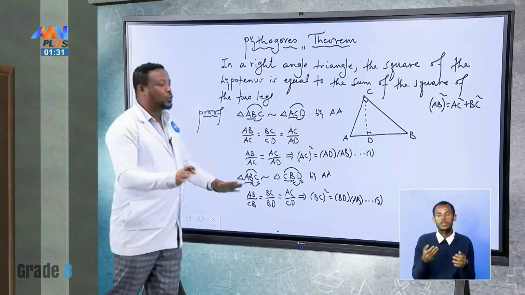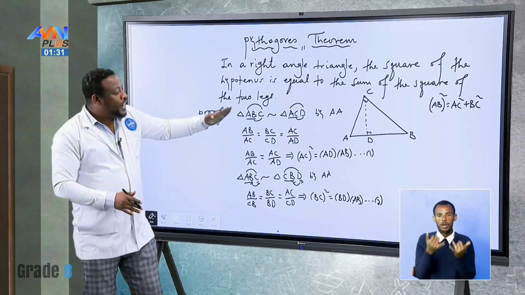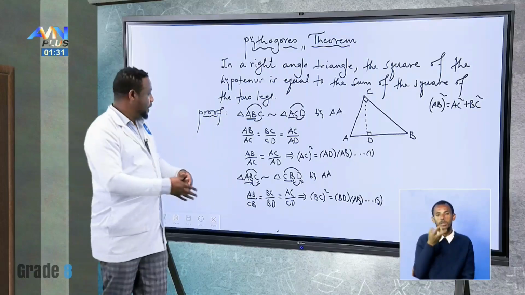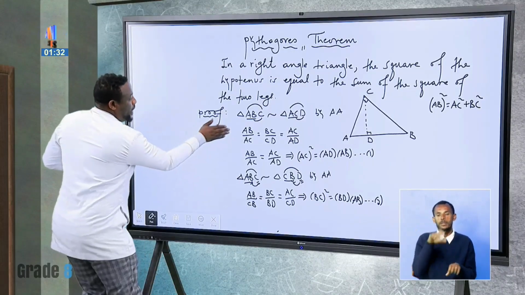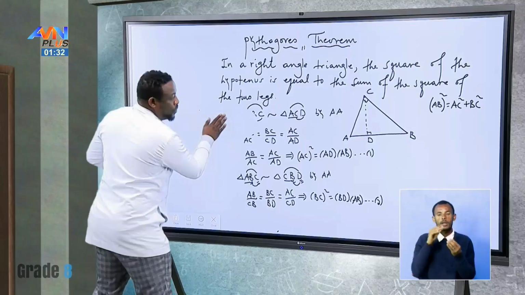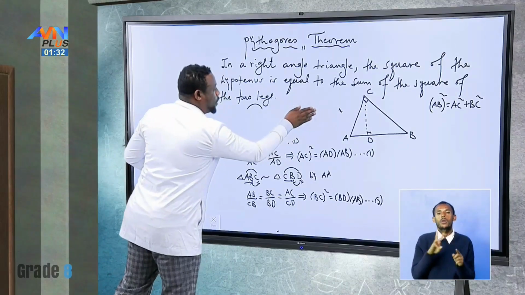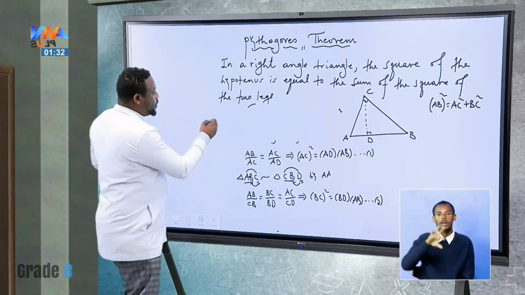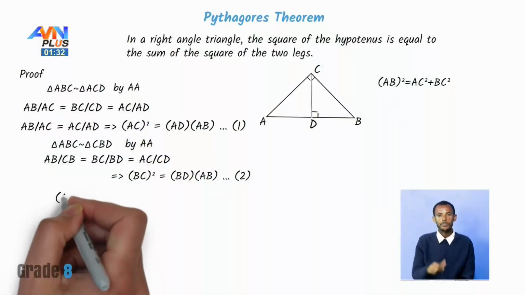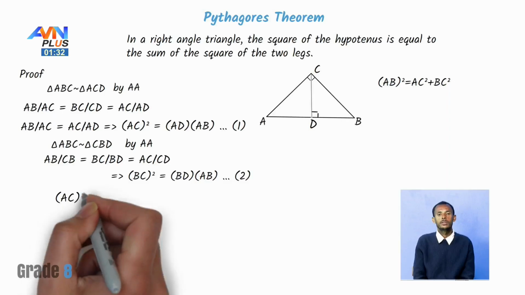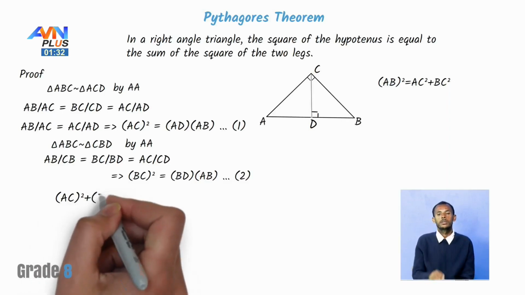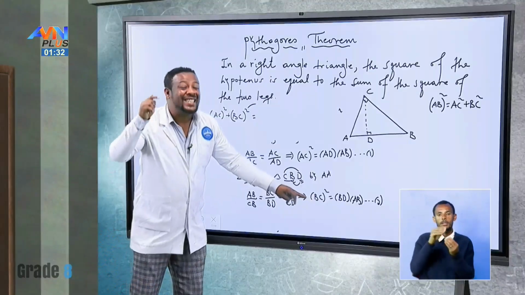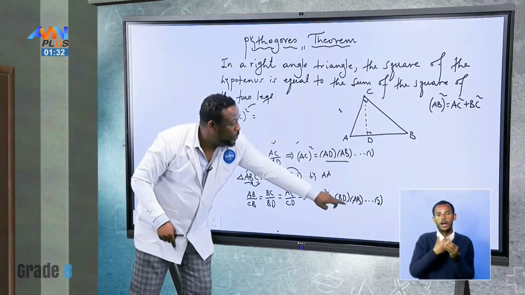Equation 2. Now, let's add equation 1 and 2 directly. We will see what will happen. When we add these two, we get AC square plus BC square is equal to, adding these two is the same as adding these two components, right?